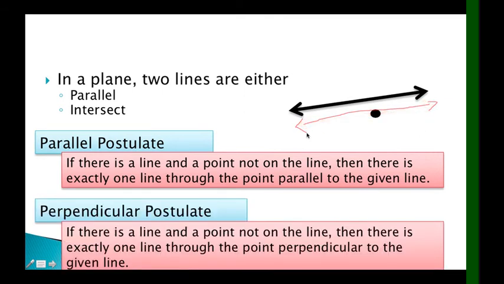Perpendicular postulate: if there is a line and a point not on the line, then there is exactly one line through the point perpendicular to the line. So, pwede siyang ganyan. Okay? So that is the perpendicular postulate naman.